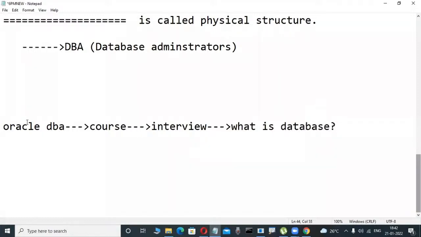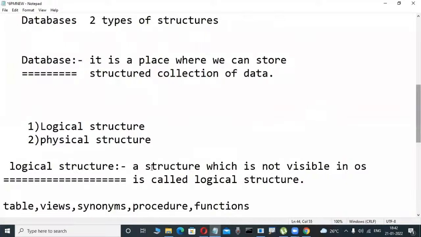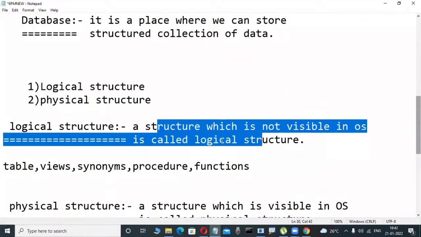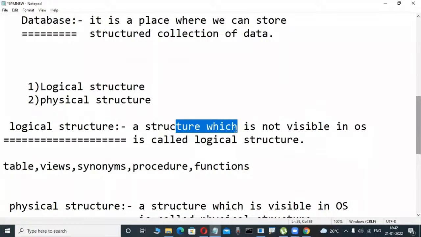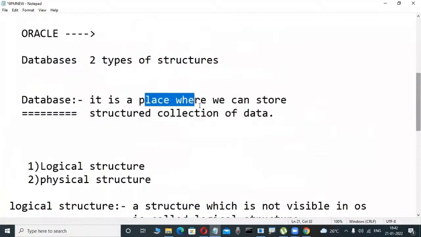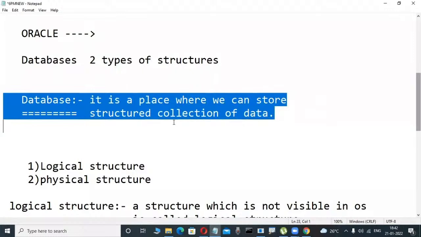Whenever they ask what a database is, I tell them it is bookish knowledge: a structured collection of interrelated data that is stored somewhere. If I say it is a place that stores a structured collection of data, it is immediately rejected. Why? Because this is the developer definition.